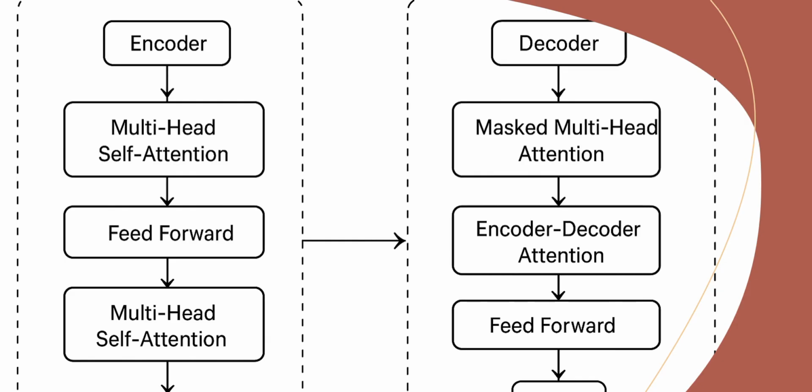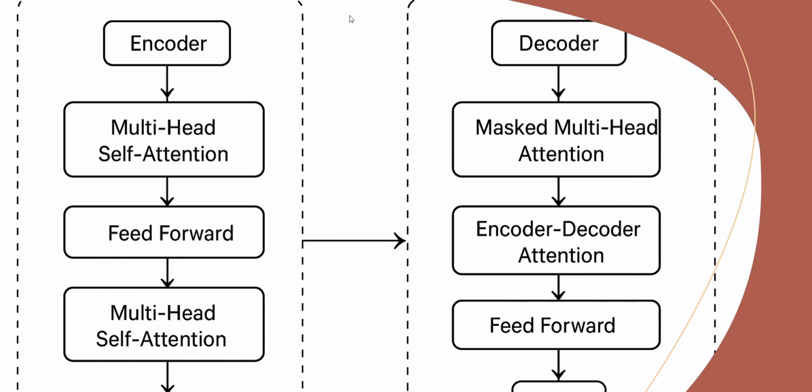What are the encoder and decoder? The encoder understands the input, and the decoder generates the output. The encoder-decoder architecture is the backbone of transformer models. It converts an input sequence into initial representations and then generates the output sequence step by step. The encoder processes the input text.